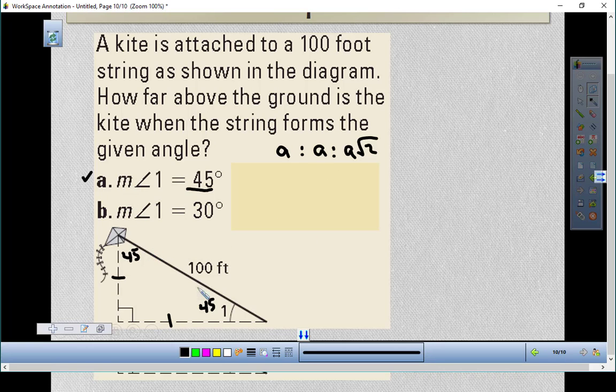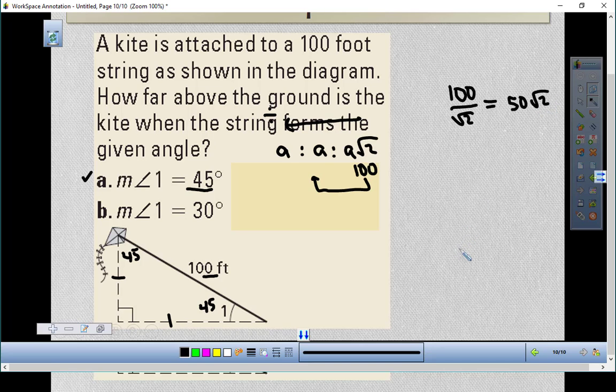So the first one, what side do I have? I have the hypotenuse, which means this one is 100. So how do I work backwards? Remember I told you if you go this way, you have to divide. Divide by what? Square root of 2. So you take 100 and you divide by the square root of 2. If you do that in your calculator, you get 50 square root 2.